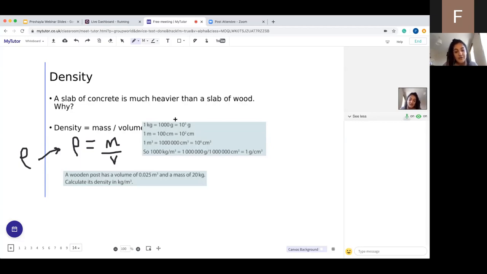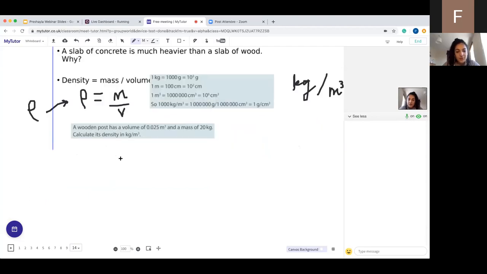And if you need to, know how many centimeters cubed are in a meter cubed. And then we can work out our density, which has the units of kilograms per meter cubed. So you know that the mass must always be in kilograms and the volume must always be in meters cubed. So let's go through this question quickly to make sure that we've understood the concept.